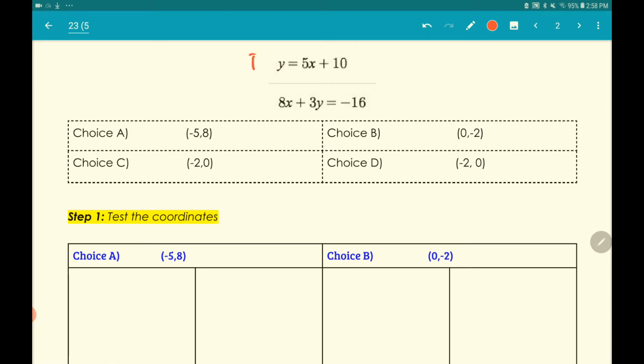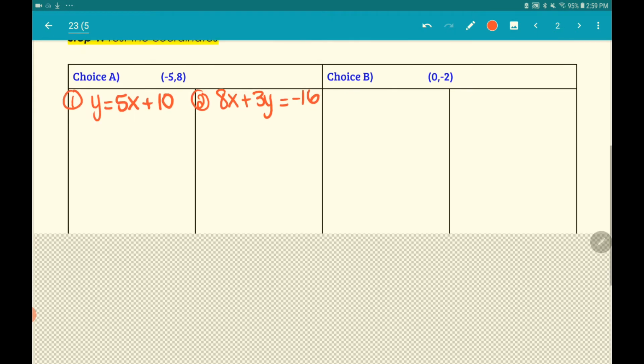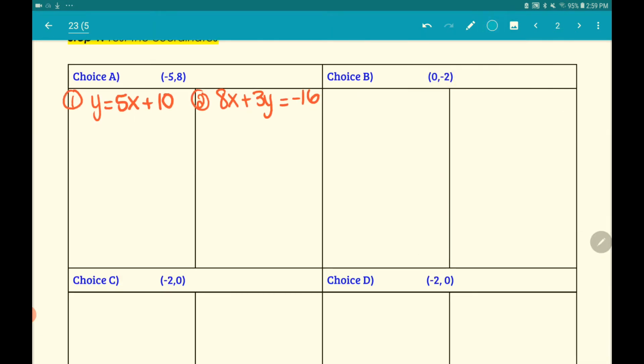All right, let's label this equation 1 and equation 2. So equation 1 is y equals 5x plus 10. And equation 2, 8x plus 3y equals negative 16. All right, so for choice A, I have x is negative 5. So remember, wherever I see an x, I'm going to put negative 5. And y is 8. So wherever I see a y, I'm going to put an 8.